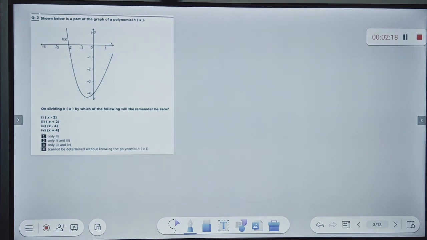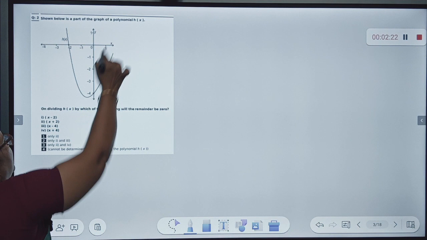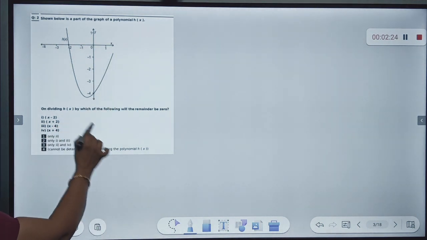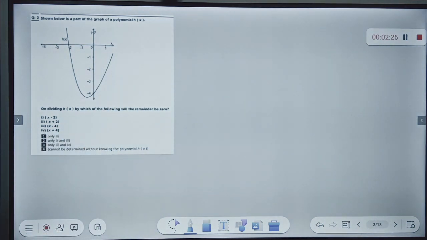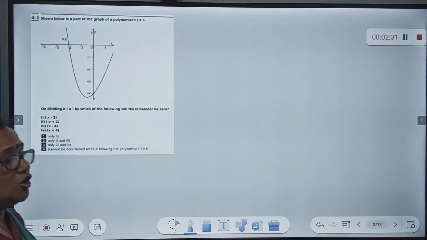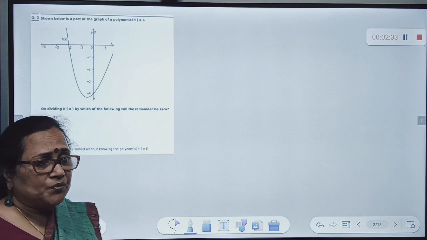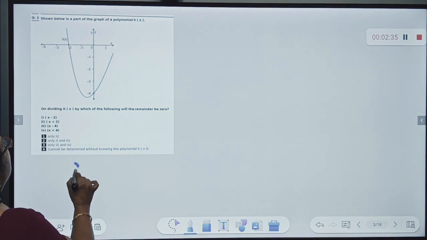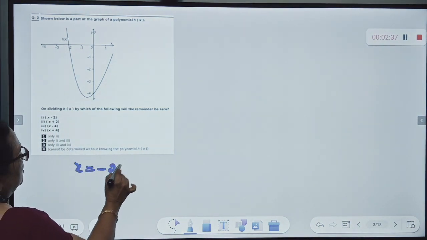Now, this is a very simple question. It's a part of a graph given. So, we don't know where this is going to hit. On dividing h of x by which of the following will the remainder be 0? So, what is the 0 that you are observing? 0 is the point where the graph cuts the x-axis. So, x equal to minus 2 is a 0.